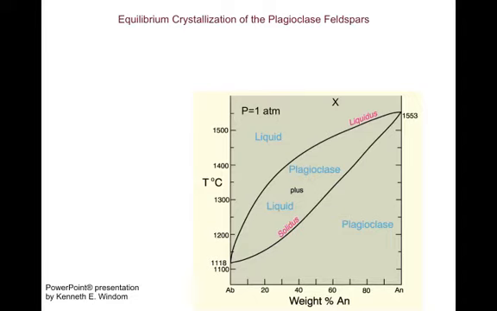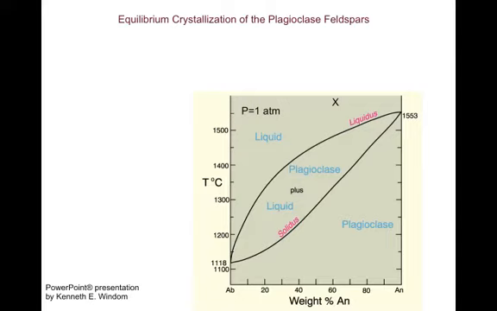Here's the phase diagram, and what you see are three fields. A field on the top that is labeled liquid, which correlates to a liquid magma. A field on the bottom that's labeled plagioclase, and that's solid plagioclase. And a field in between the liquidus and the solidus that's labeled plagioclase plus liquid. That field represents magma with crystals of plagioclase in it.